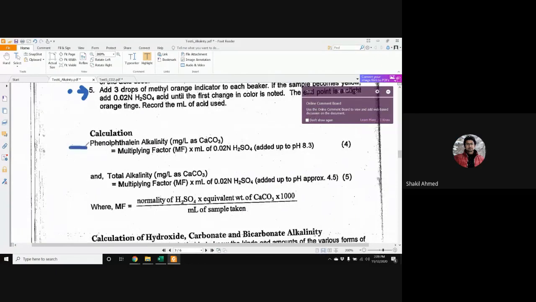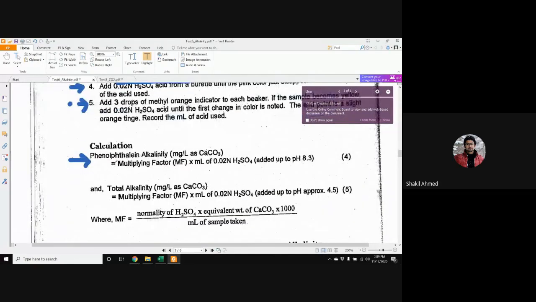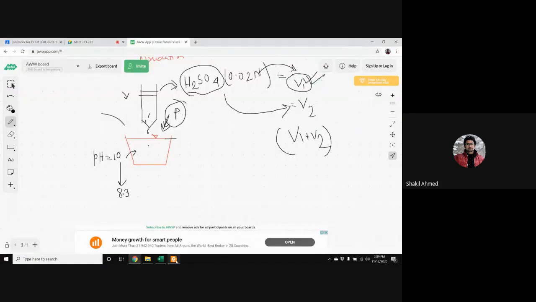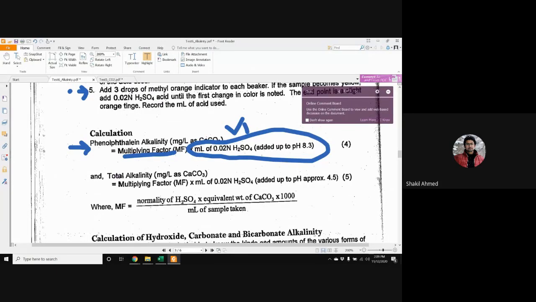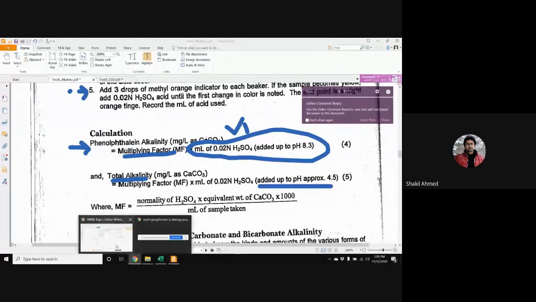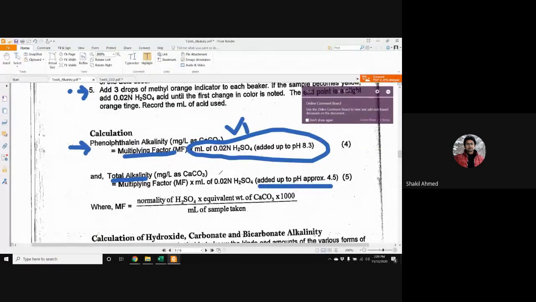So, phenolphthalein alkalinity, first, for example, if initially it was pink color, then phenolphthalein alkalinity will be the multiplying factor and milliliters of 0.02 normal H2SO4 used. That means V1. This is V1. And total alkalinity is the amount of V1 plus V2. This is V1 plus V2. Clear?